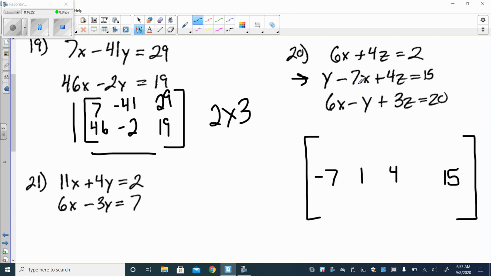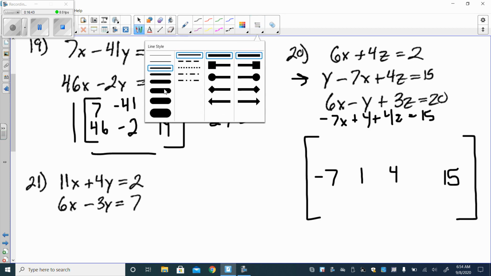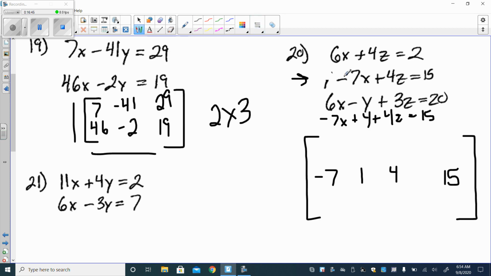Now if I wanted to, I could have rearranged this and moved the 7x up front, or rewritten this since down here it is negative 7x plus y plus 4z equals 15. I could have written it out that way, then use the magic of technology.